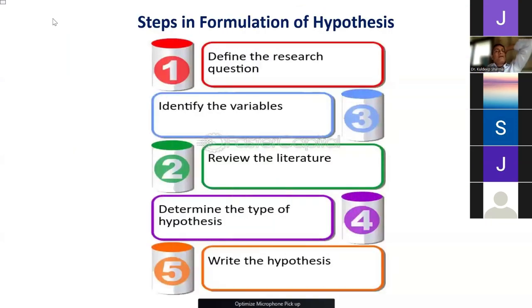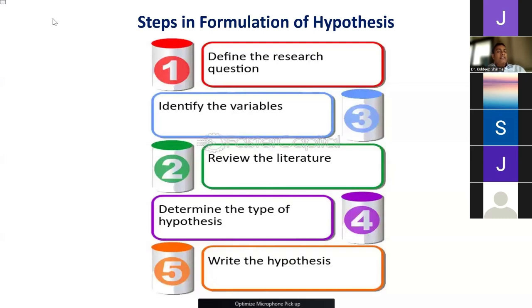Let's see the steps in the formulation of hypothesis. You frame a hypothesis just like you frame an objective. Only thing is that here we also have to consider objective while framing a hypothesis. Let's see. You have to define your research question. I mean to say you should know your research gap.